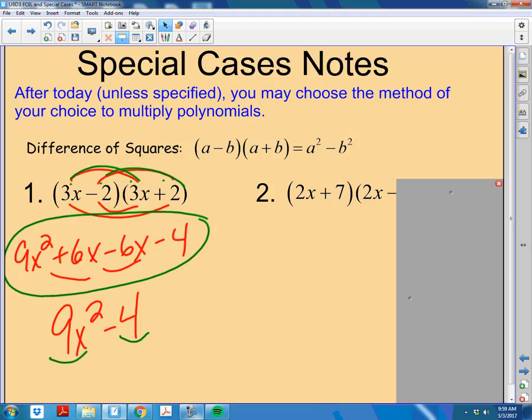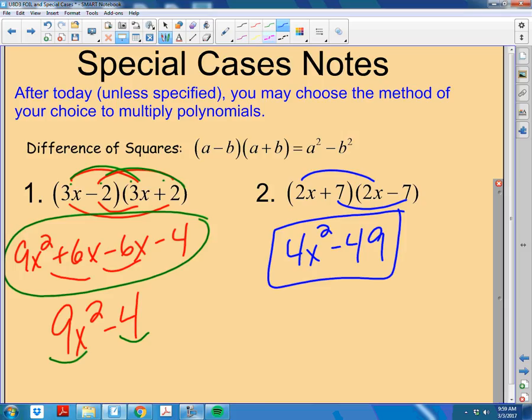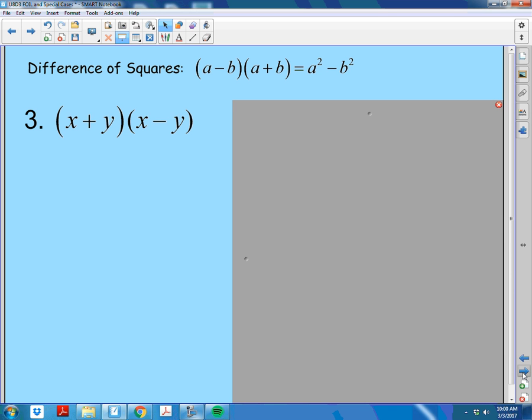So, next one. Do we have the same terms in each binomial? Is one addition and one subtraction? Fantastic. And all we really need to do is 4x squared minus 49. And that's your answer. Now, if you don't recognize that, can you add in that middle section and just go ahead and cancel them? Sure. But I'm just trying to show you what makes it more efficient. Okay? Try number 3. See if you can do the shortcut way because there's nothing to be lost by doing it the shortcut way.